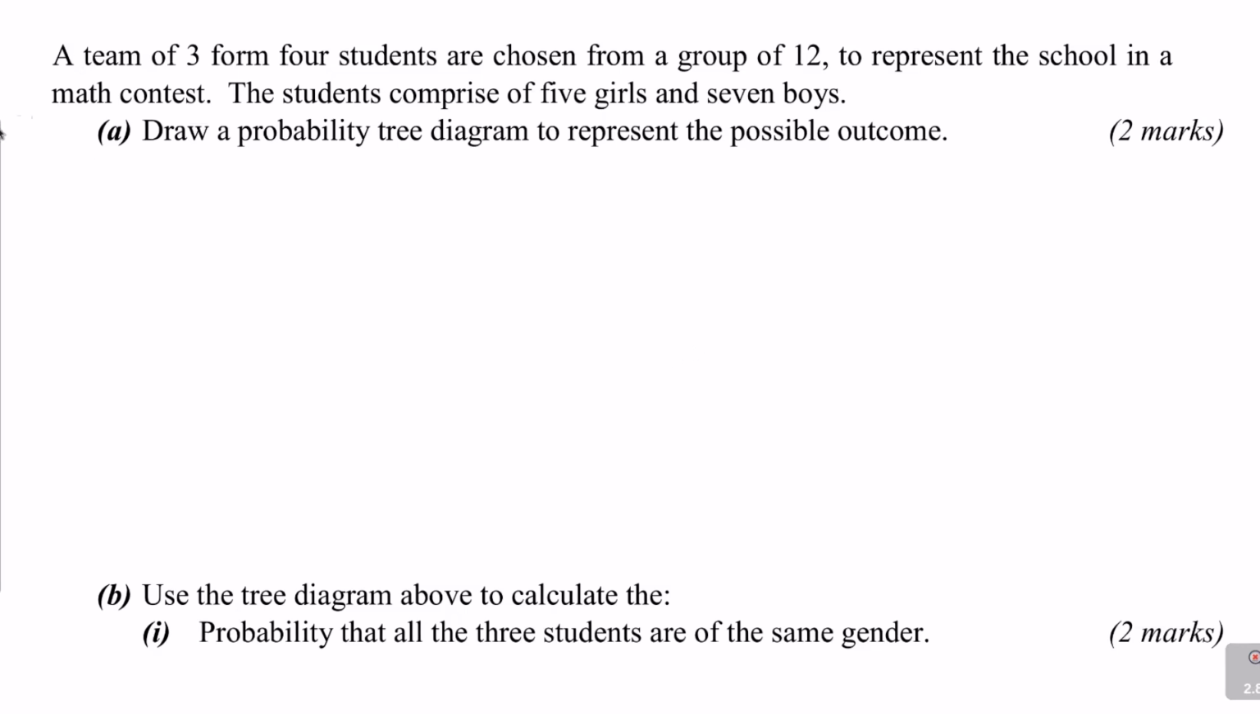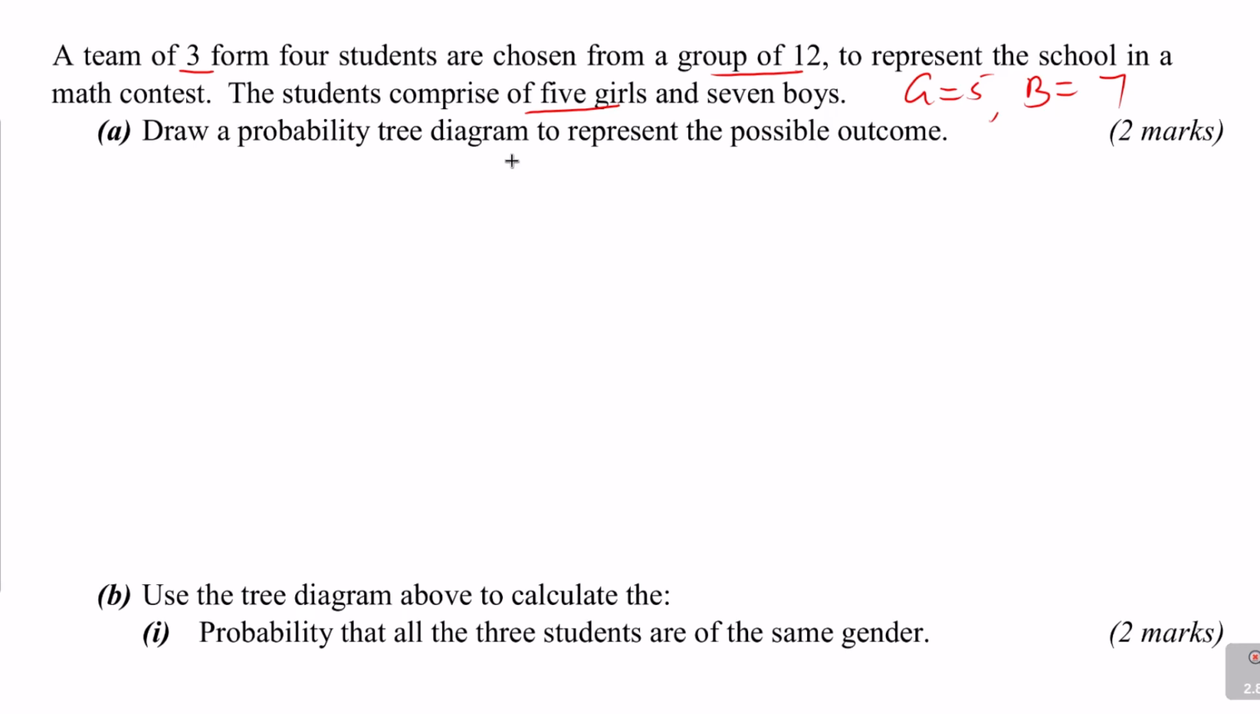So it is a team of 3 that is chosen, and the total number of students is 12. That is 5 girls and 7 boys. So you're supposed to draw a probability diagram to represent the possible outcomes. Now, since a team of 3 is chosen, we shall have a tree diagram with 3 branches.